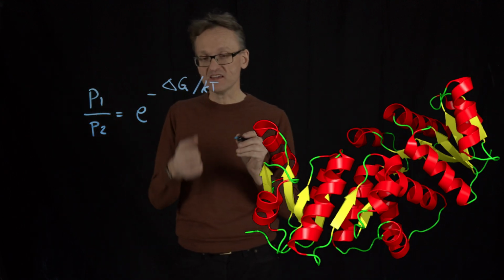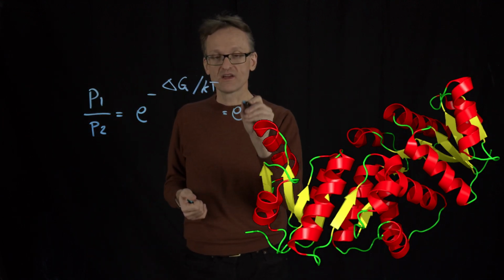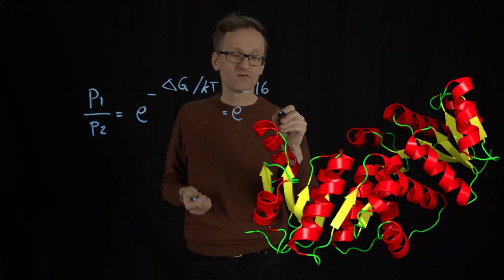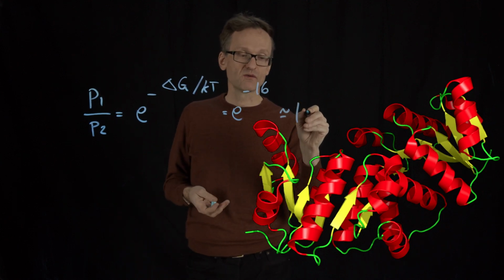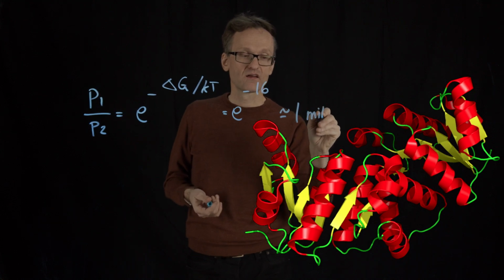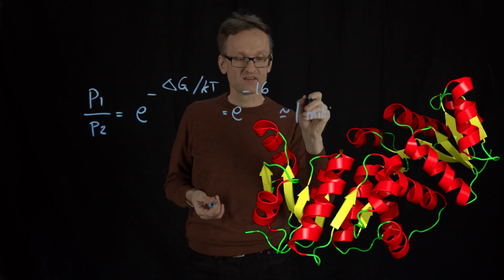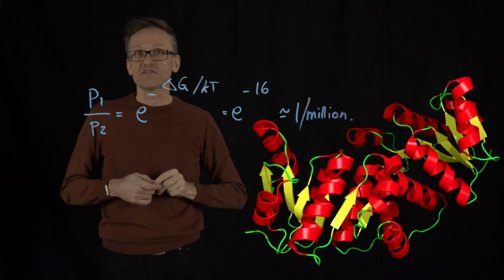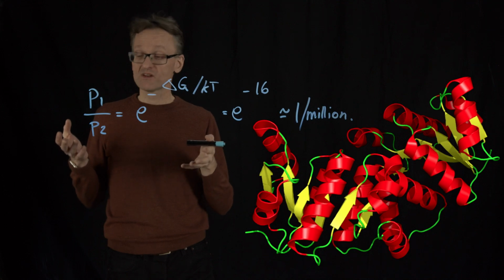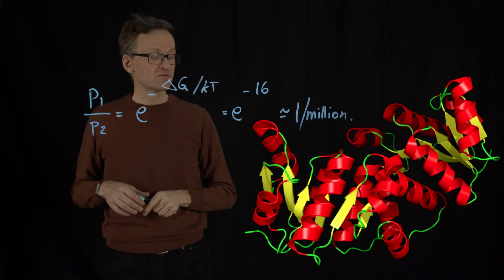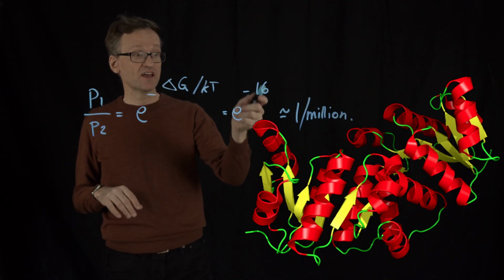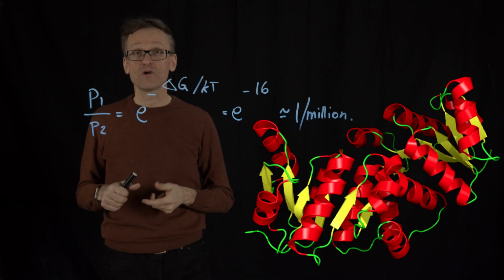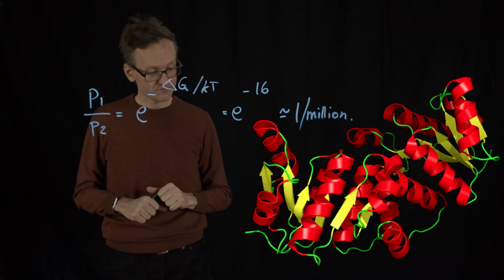So this would be e raised to roughly minus 16, which is roughly equal to 1 in a million. So suddenly, if I have 1 million folds, 1 million folds where it would somehow be happy or so, just based on this reasoning, if I make the energy 10 kcal worse, I will only be able to save 1 in a million of those.